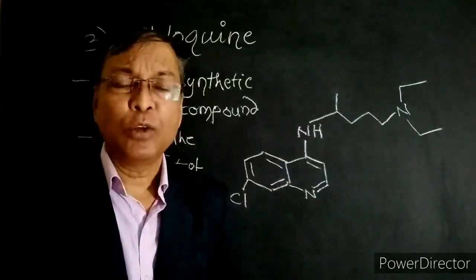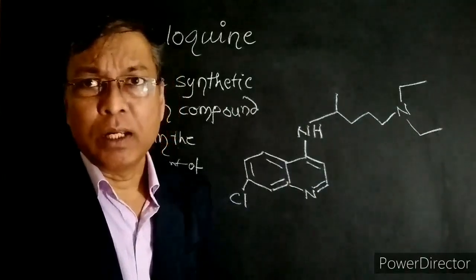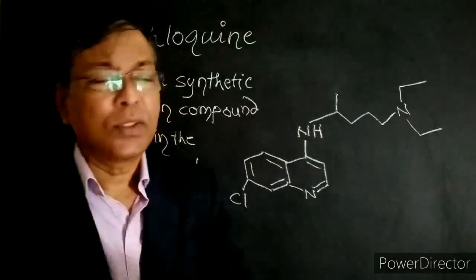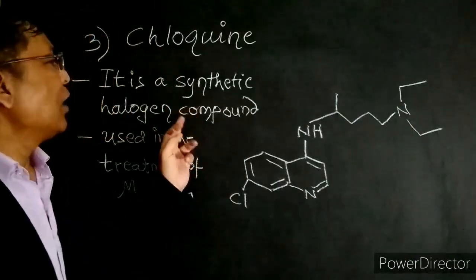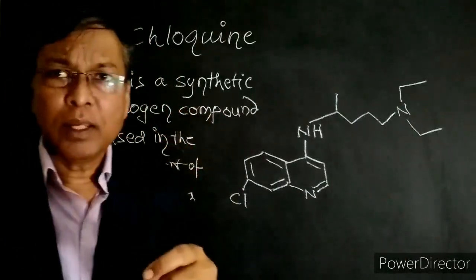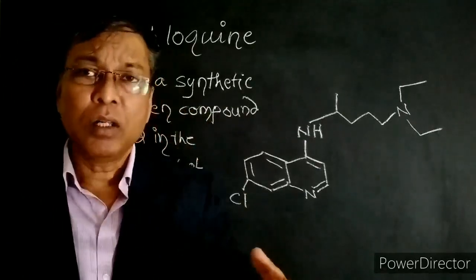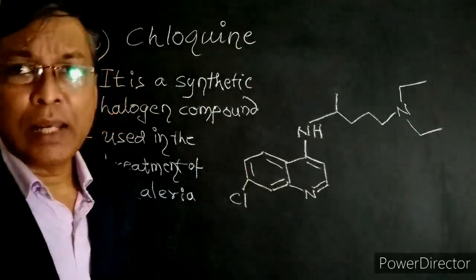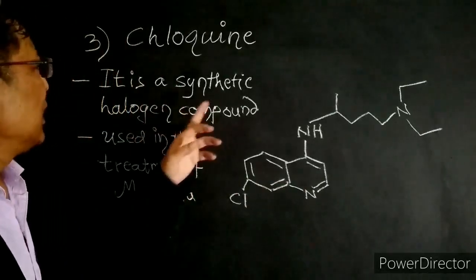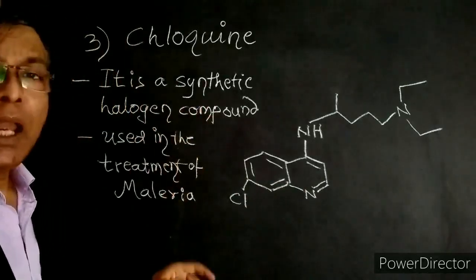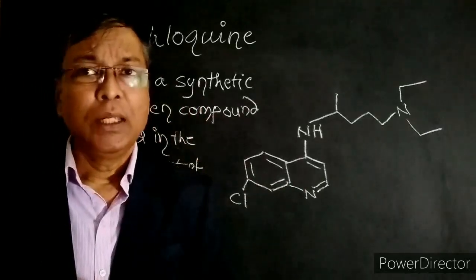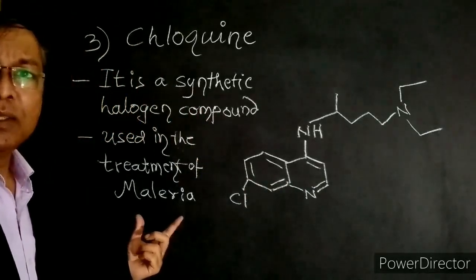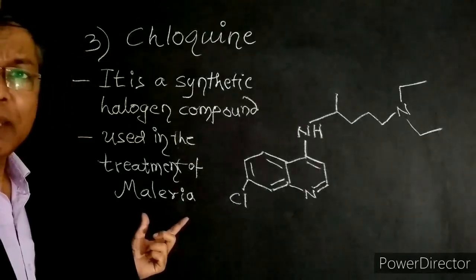The next halogen containing organic compound is chloroquine. Chloroquine is a synthetic halogen compound. Synthetic means it doesn't occur in nature, but it is prepared in the laboratory. It is used in the treatment of malaria.